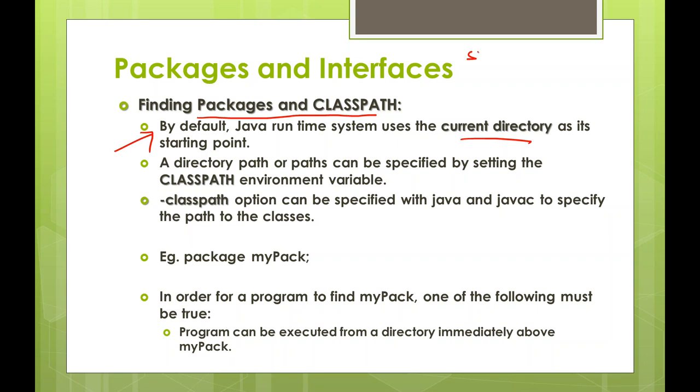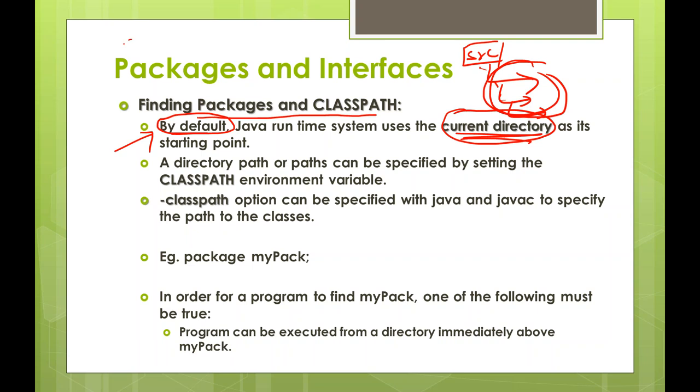For example, your current directory is SRC, and you are trying to run a program from SRC. It searches what are the directories that come under this particular source directory. Whatever directories come under the source directory, it searches all the subfolders and sub-subfolders, and tries to find the program which you are trying to run. By default, the starting point will be your current working directory.